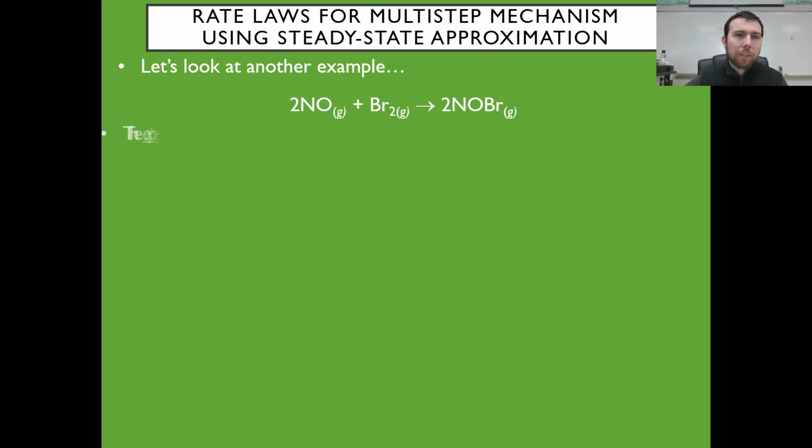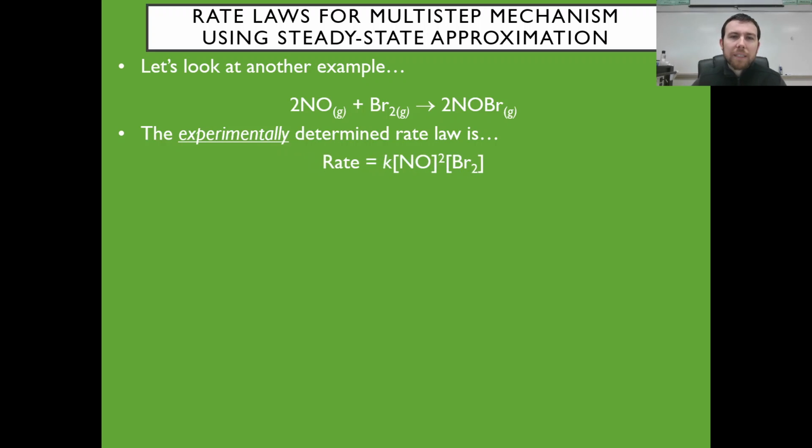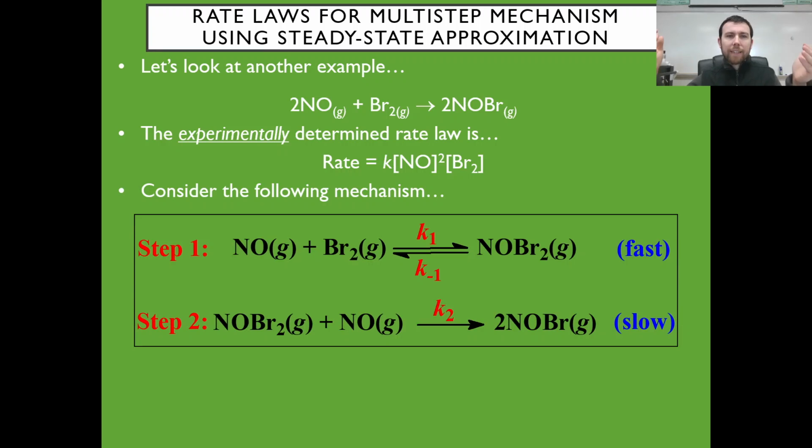There is the reaction. And we're told the experimentally determined rate law, so you have experimental data, you carried this reaction out, and you determined that the rate equals k times [NO] squared times [Br2]. So it's second order with respect to nitrogen monoxide, and first order with respect to bromine. You've got that information, and you're given a mechanism. All right, consider the following mechanism. Nitrogen monoxide plus Br2 is in equilibrium with NOBr2. And then in step 2, NOBr2 plus nitrogen monoxide makes 2 NOBr.